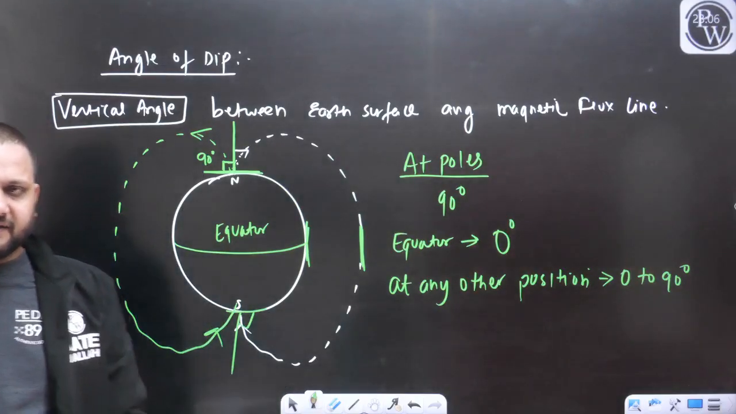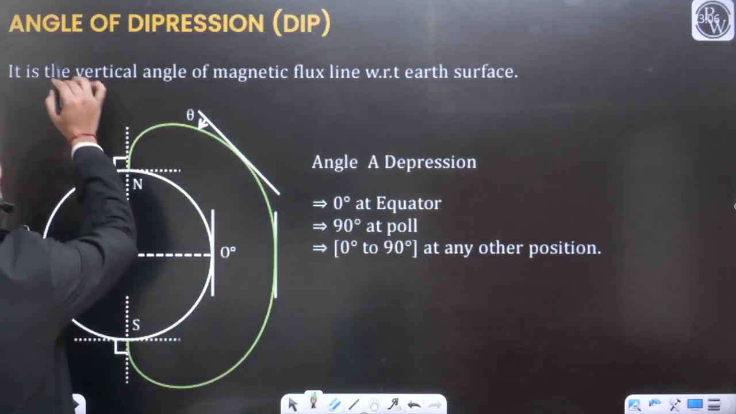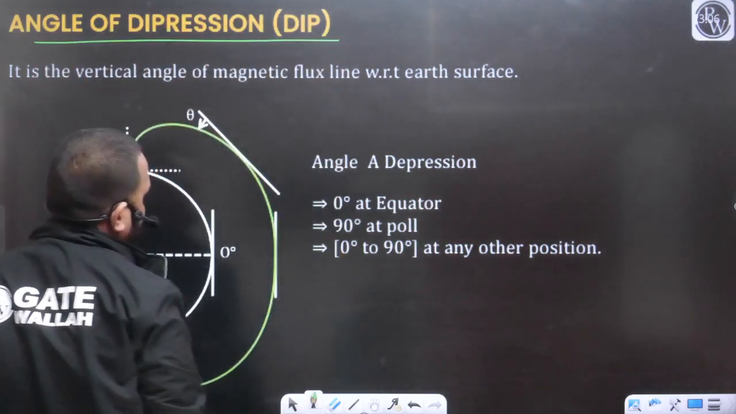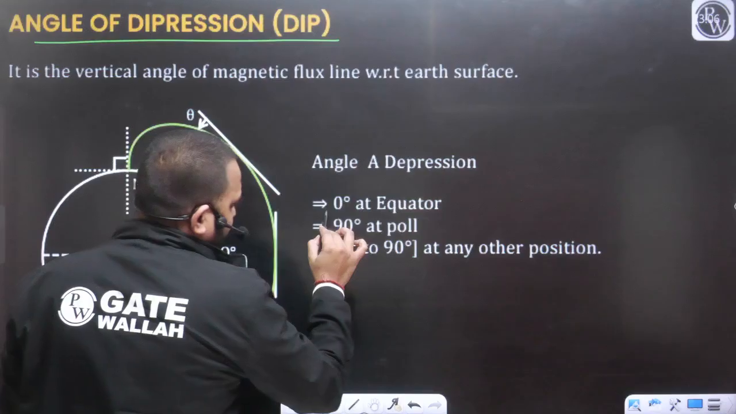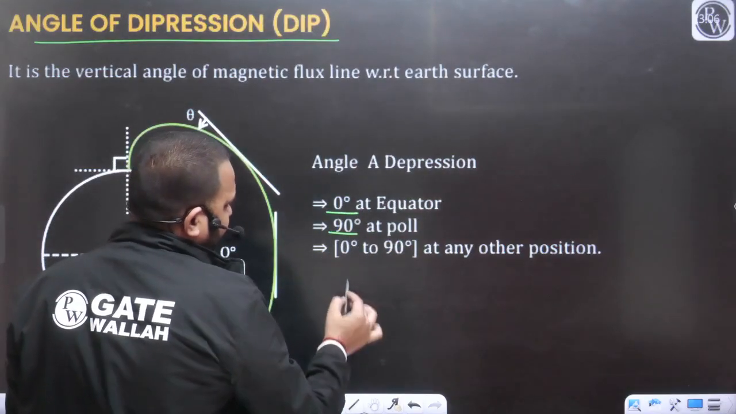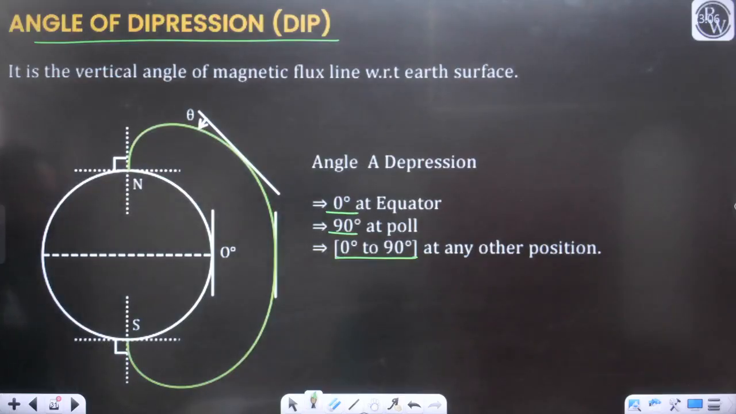So this was the discussion related to the angle of dip or angle of depression. Angle of dip is 0 degree at equator, 90 degree at poles, and it will vary from 0 to 90 degree at any other position.